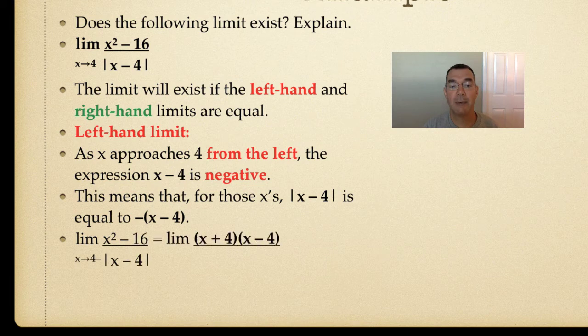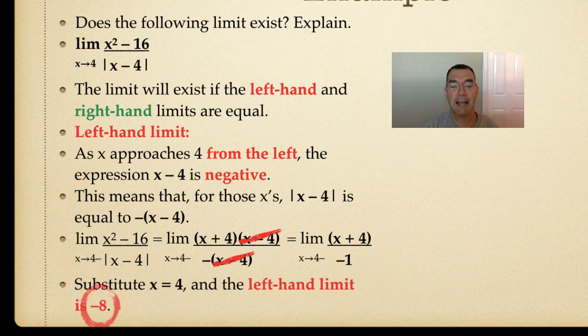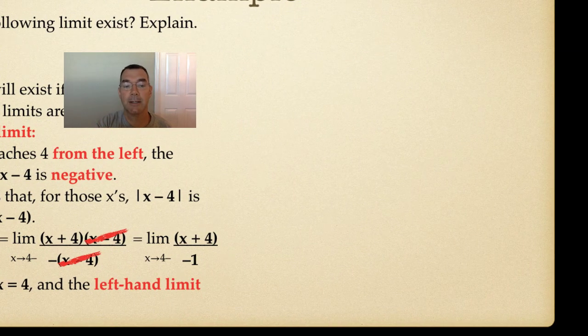So I can make that replacement in my function, and what I notice is the x minus 4's on the top and bottom divide out, and that leaves me with x plus 4 over negative 1. If I plug 4 into that, then I get negative 8. So now let's look at the right-hand limit.